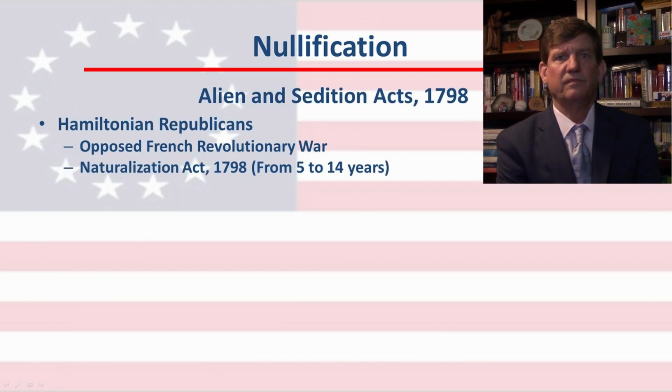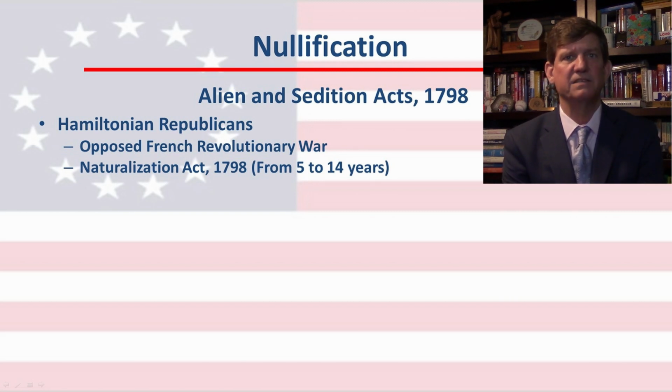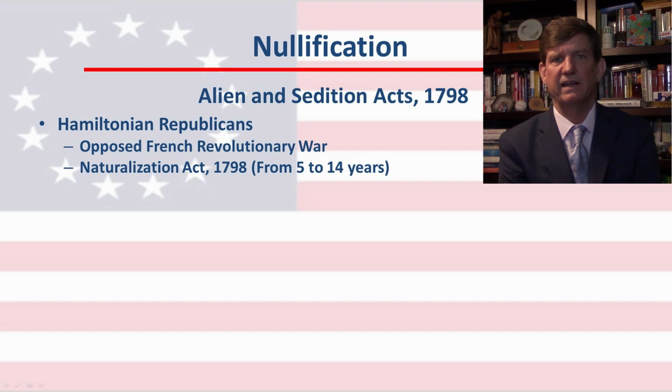Nullification. The first time this legal theory was tested was under the Alien and Sedition Acts of 1798. A group called the Hamiltonian Republicans were in office. They were around Alexander Hamilton. They organized around him. They were in the presidency of George Washington. And as we've already seen, George Washington opposed involvement in the French Revolutionary Wars. And so Hamiltonian Republicans, backed by George Washington, put forward laws to try to limit American interference in the French Revolutionary Wars. This was around neutrality.